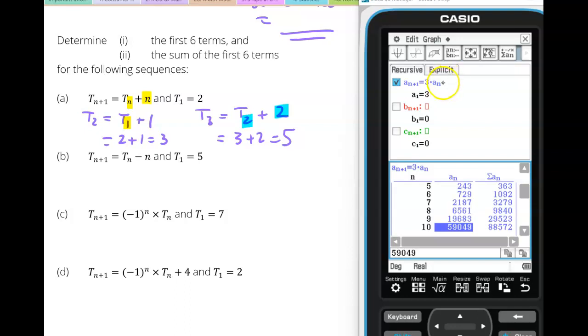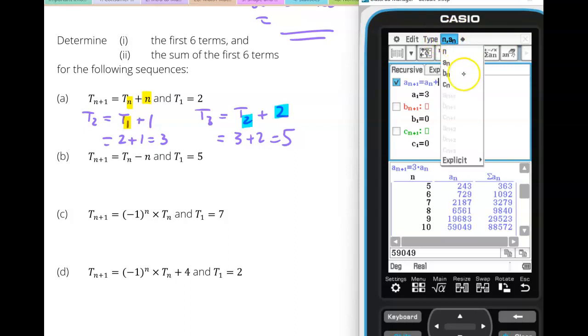First 6 terms we want. So Tn, I've already got An, so I'm just going to delete that times 3, and then I want to add N. Now to get N, you may have noticed it up here, that NaN bit at the top. It's not even a key, but it's NaN. Just tap that and you'll see N there. And then the first term is 2, and we generate the sequence.